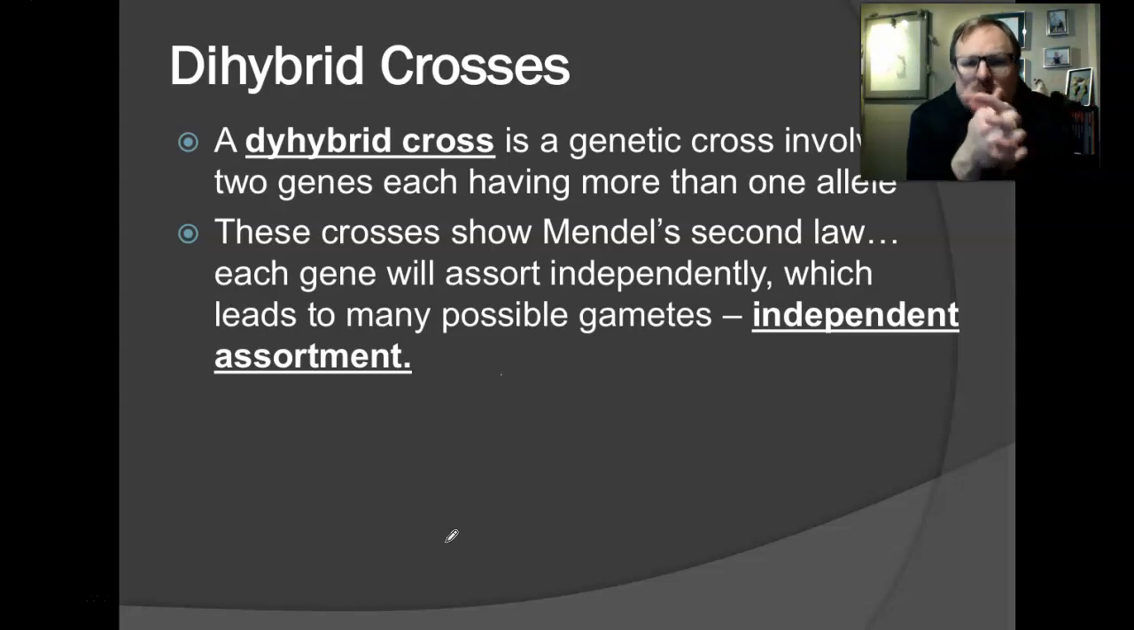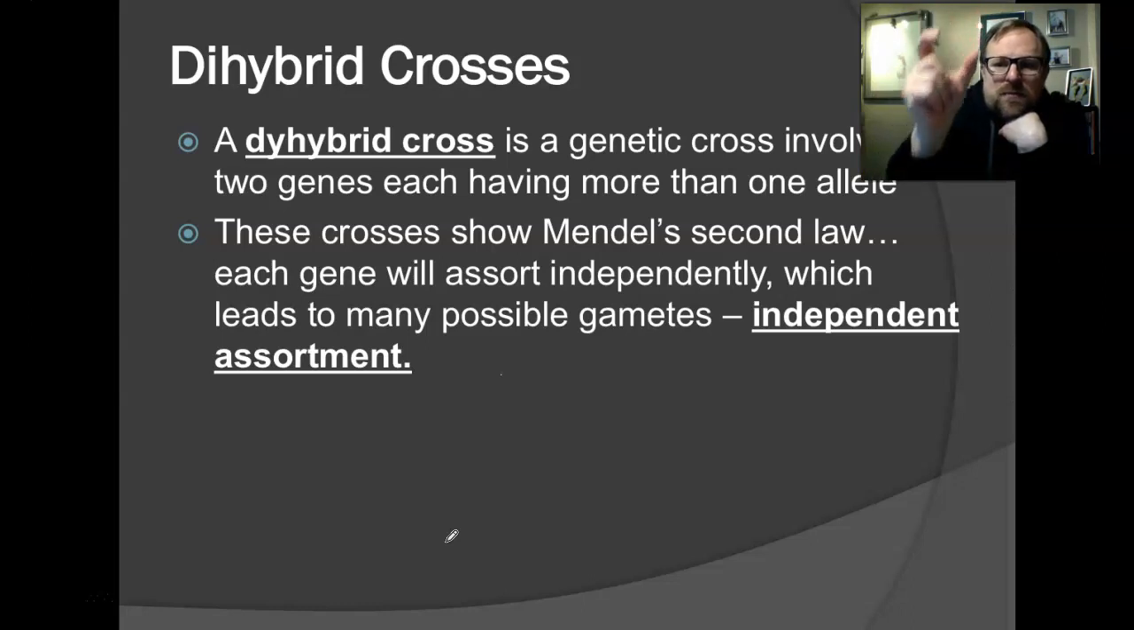Okay? These two crosses show Mendel's second law that each gene will assort independently, which leads to many possible gametes coming from an individual. So we call this, remember, independent assortment. Remember that happens when we line everything up in metaphase 1 of meiosis 1, and we line them up based on mother and fathers being paired as a homologous pair, but you could have mothers on the left and fathers on the right, or you could have fathers on the left and mothers on the right, and whatever happens in that first pair is independent of how the second pair assorts itself or aligns itself.